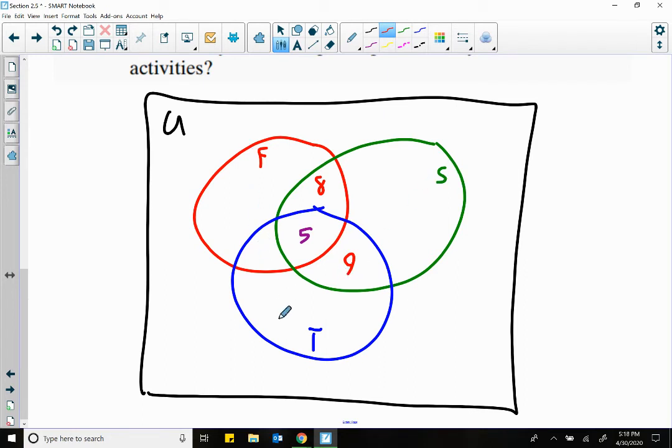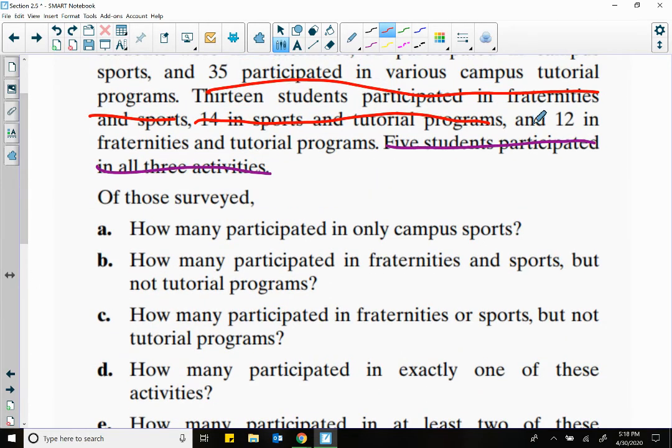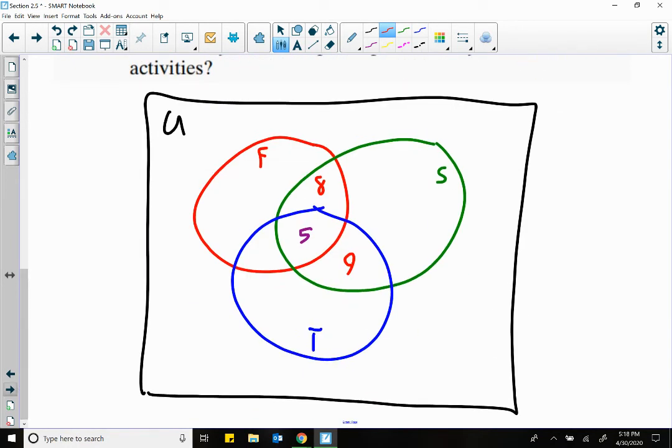And last, fraternities and tutorials. So fraternities and tutorials was 12. So we've already gotten 5 taken care of. So 12 minus 5 is 7. So there we go for that inside piece.